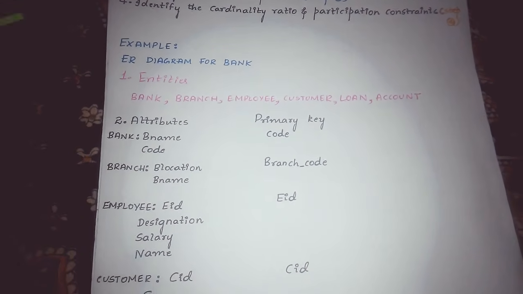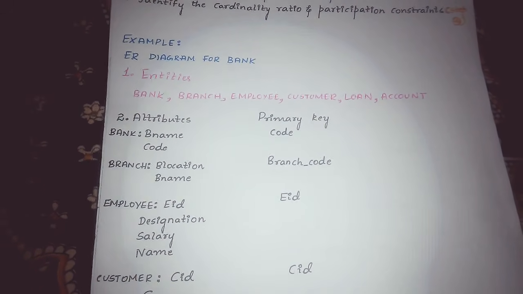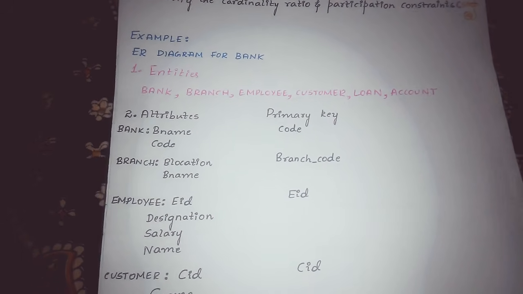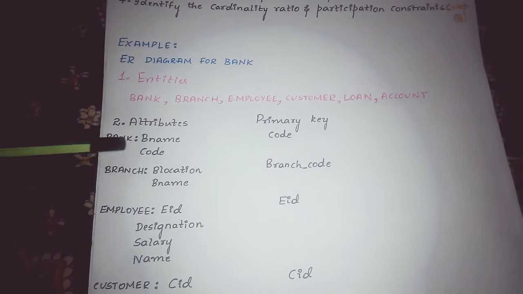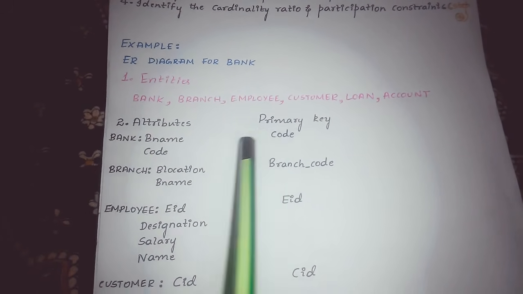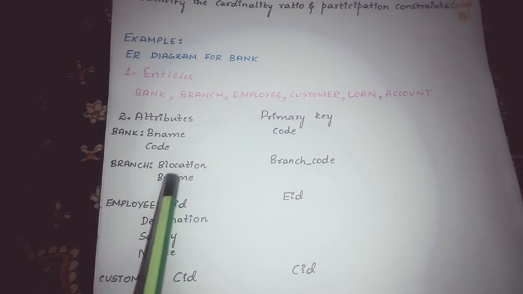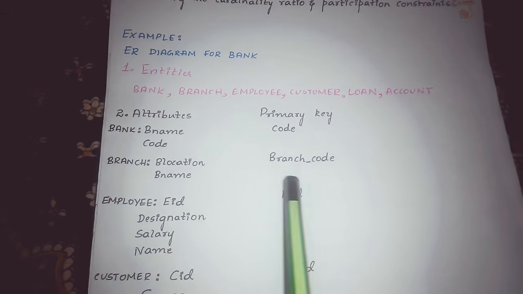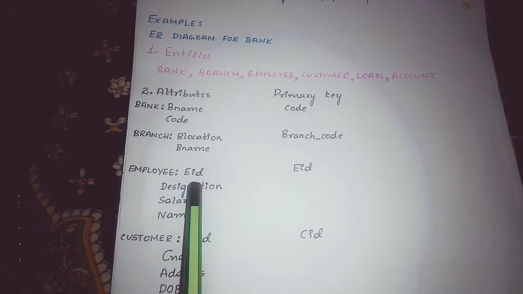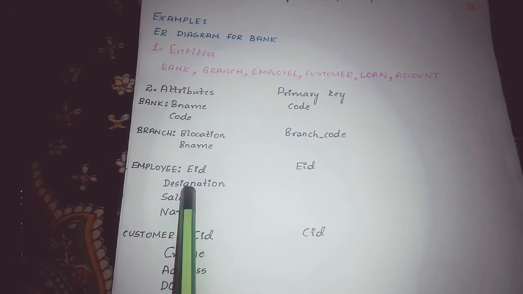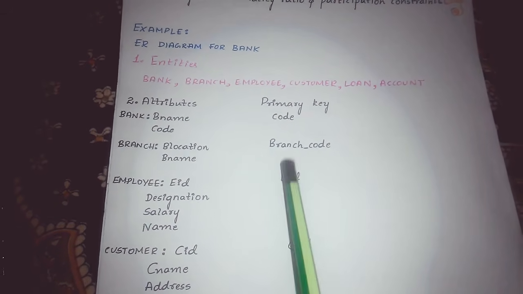Now coming to attributes. For bank, what are the attributes? Here I have taken 2 attributes. You can take any number of attributes as it is dependent on your choice. Here for bank I have taken bank name and code, and the primary key I have given as code. And for branch I have taken branch location, branch name and branch code as the attributes, and branch code as the primary key. For employee I have taken employee ID, designation with manager, clerk, etc., salary and name, and employee ID as the primary key.